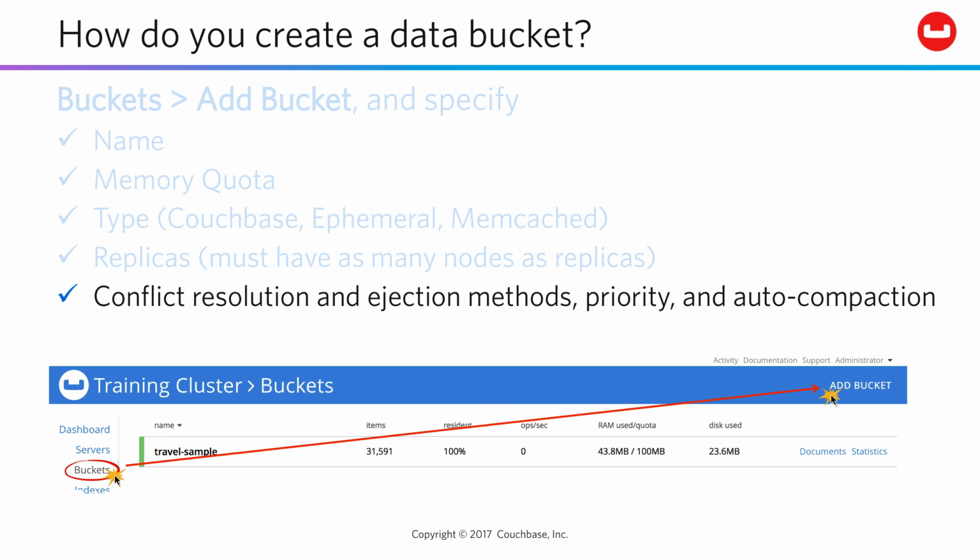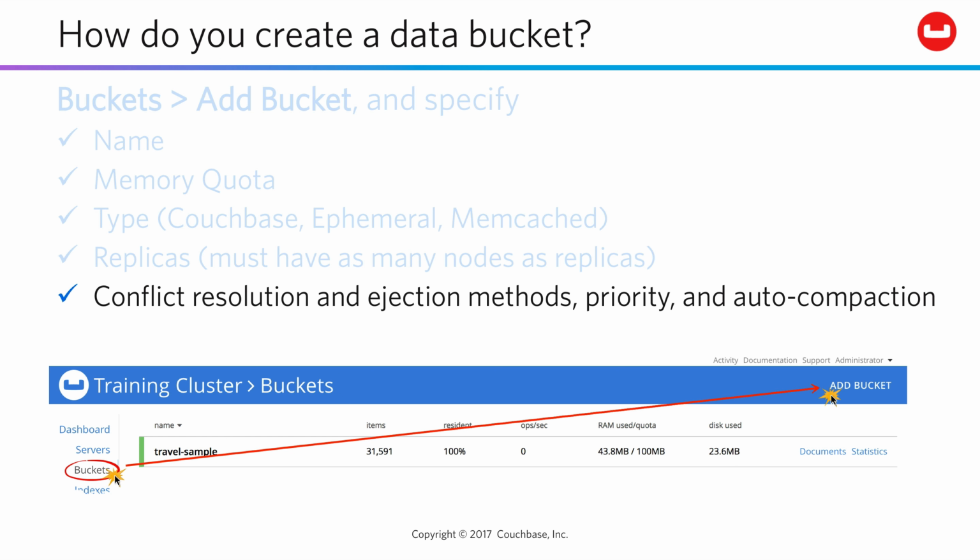Then you can choose your XDCR conflict resolution method, choose whether you want not recently used documents fully ejected from memory, or if their key and metadata should remain, and choose whether this bucket should have higher priority relative to other buckets, and if you wish, choose bucket-specific compaction settings, overriding the cluster-wide defaults.